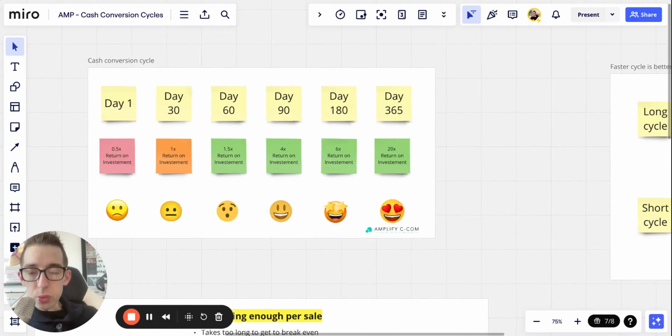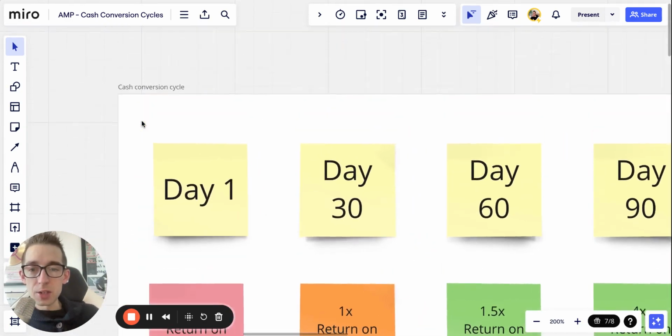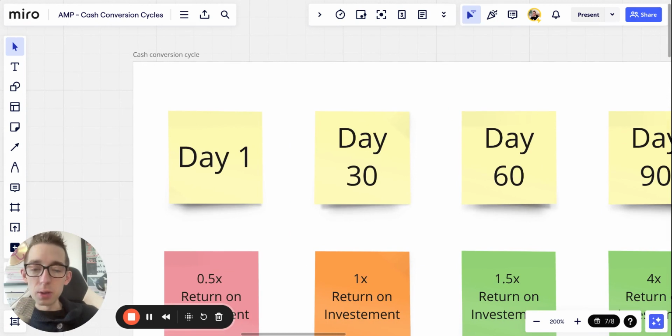So this all comes down to something called cash conversion cycles. So what are cash conversion cycles? Let's just zoom in a little bit. Cash conversion cycle is how long it takes for you to get your money back and for that cash to convert into profitability. So if you put $1 in today into advertising, how long does it take for that money to come back?